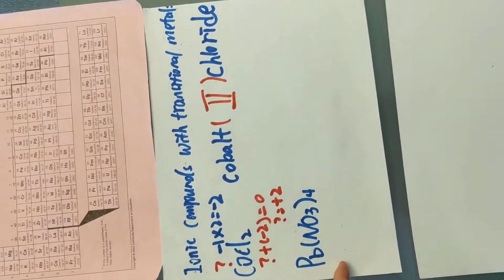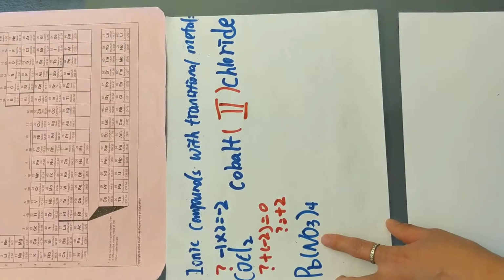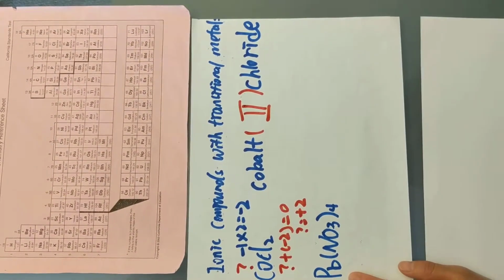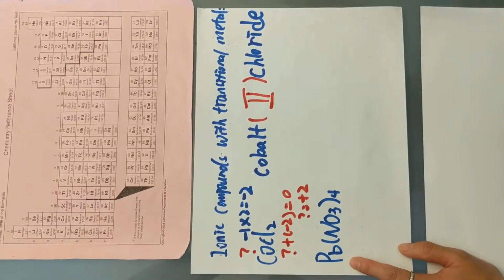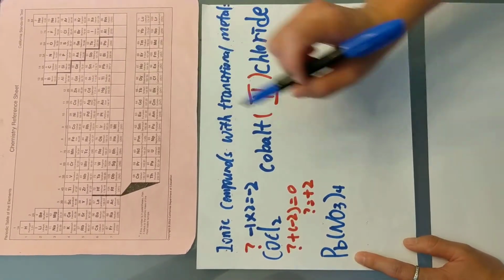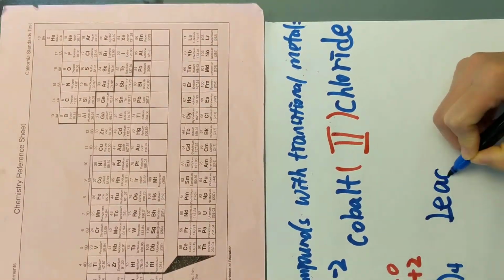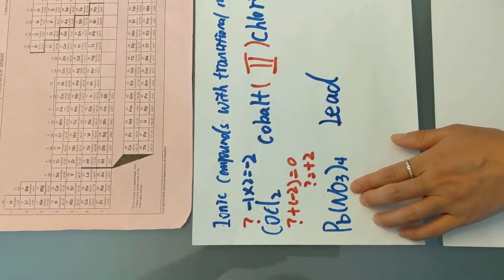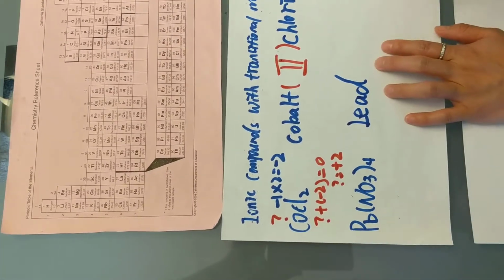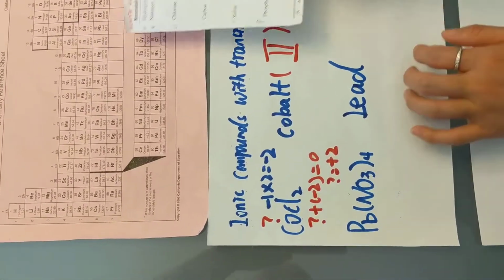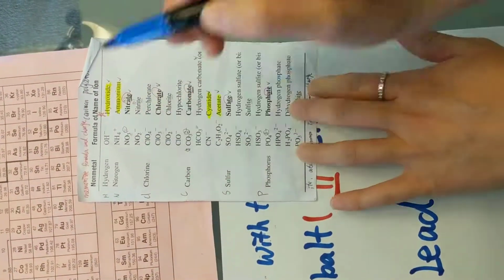Let's move to the next one, Pb(NO3)4. Pb, write the name of the transition metal from the periodic table. Pb is lead. NO3, that is nitrate.